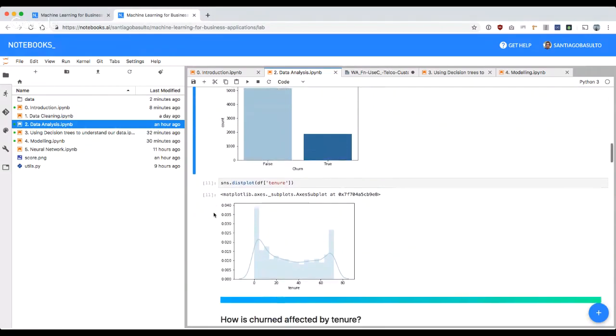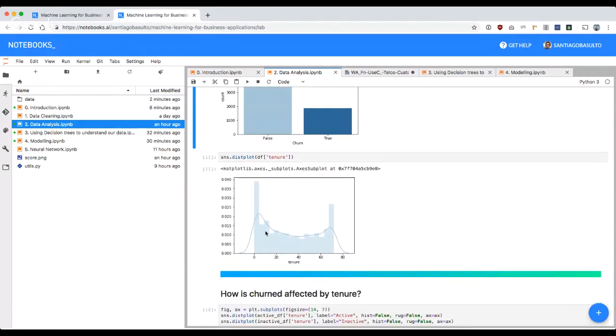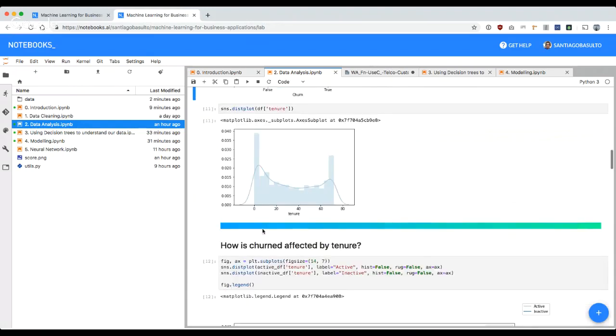We can also quickly see the distribution of these periods in terms of time. You can see that there are a lot of customers at the beginning, that are probably just trying out the service. And then we have a lot of customers that stay loyal after 60 or more periods. So this bimodality is something that's going to be interesting later.